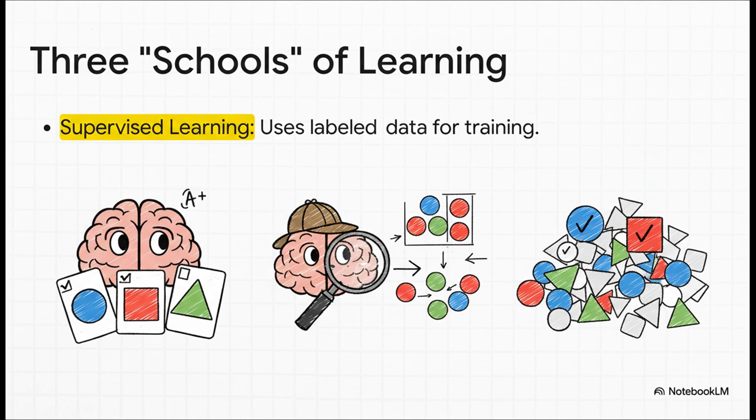Now, that training step can happen in a few different ways. The most common is supervised learning, where the model literally gets an answer key. It sees both the questions and the right answers. But with unsupervised learning, there's no answer key at all. The model is more like a detective thrown into a room full of evidence and told, find the patterns. And you guessed it, semi-supervised learning is just a mix of the two.